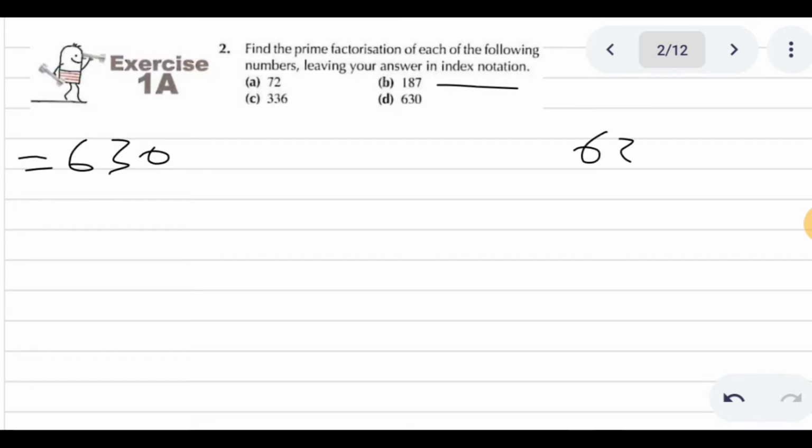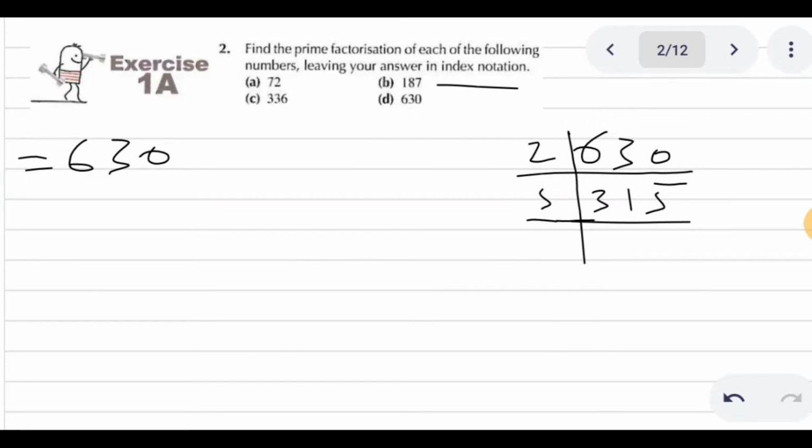So again 630. Is it divisible by 2? Yes. 3 2s are 6 and 2 1s are 2 and 5 2s are 10. Now this number is not divisible by 2, not divisible by 3, it is divisible by 5.